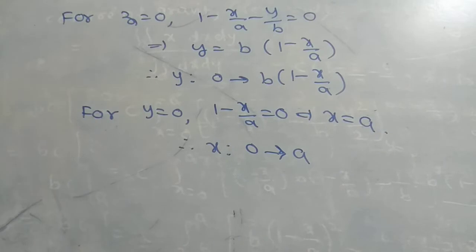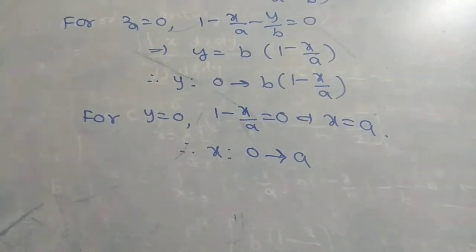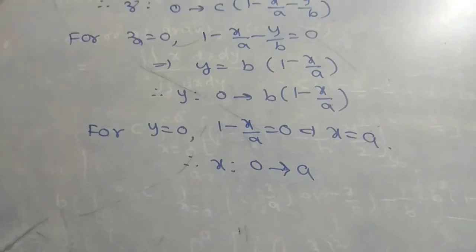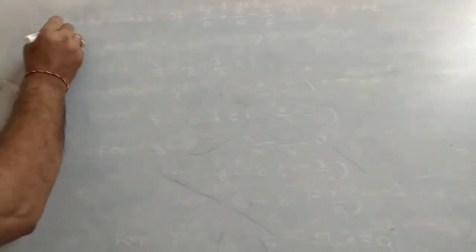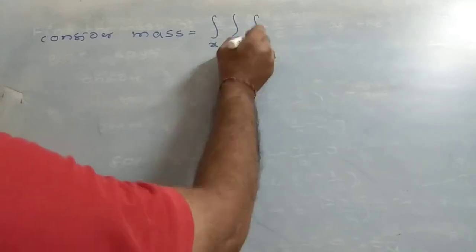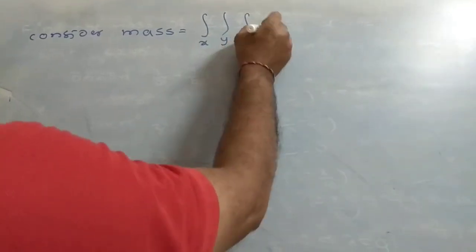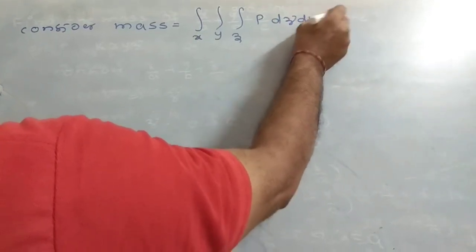So once you get all the limits of the variables x, y, z, now you can directly enter into the mass of the given equation at that particular point. Now consider the mass. The formula is x integral, y integral, z integral of p, dz, dy and dx.